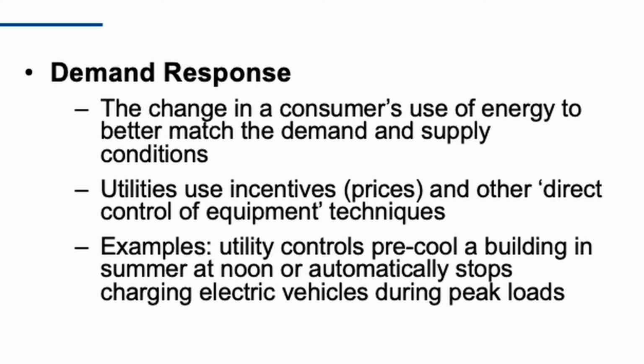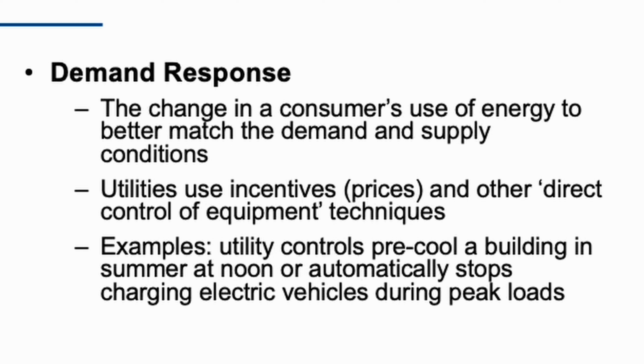Demand response is focused on changing the way that consumers use energy so that it better matches the supply and demand conditions on the grid. Utilities can use incentives or prices and other direct control of equipment to better ensure that demand and supply are in balance on the grid.